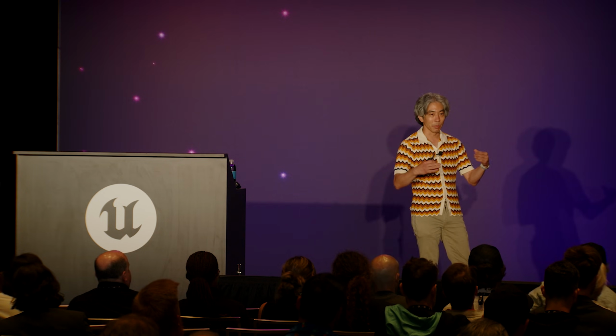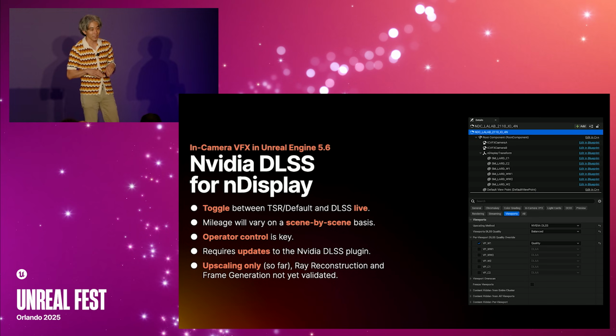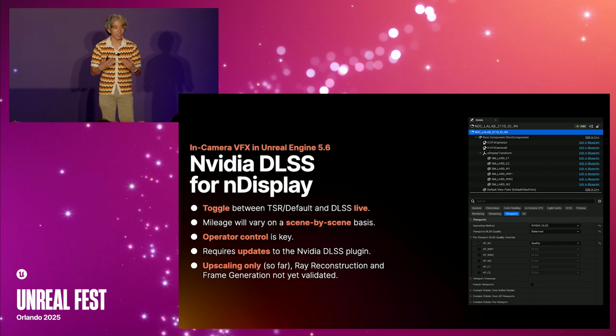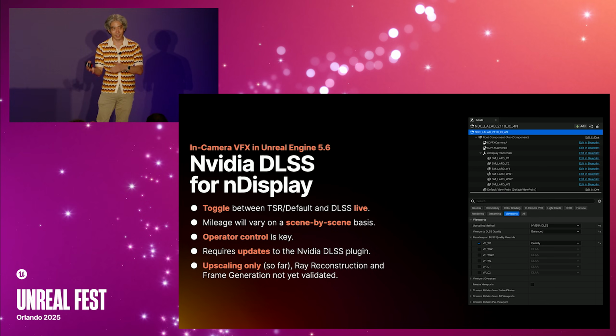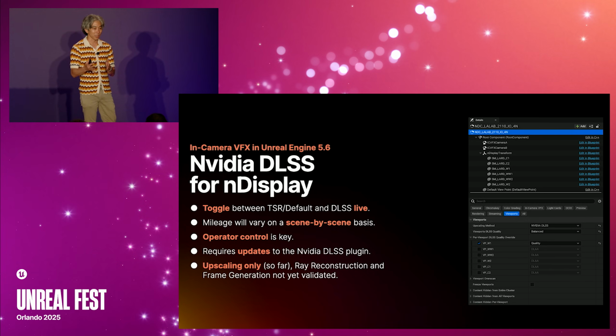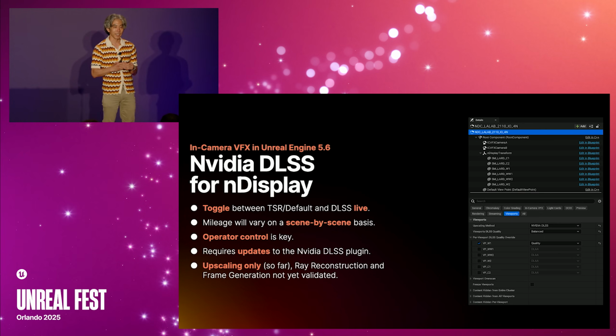Another thing to be aware of is that we're mainly testing upscaling. So DLSS has other features like ray reconstruction and frame generation. And that's something that will come along later, right? So as NVIDIA gets their updates for 5.6, we're going to keep working with them to try these other DLSS features. And we'll probably follow up with some sort of post online that just shares the findings, both if it works or not, and also what's good or bad about them visually.